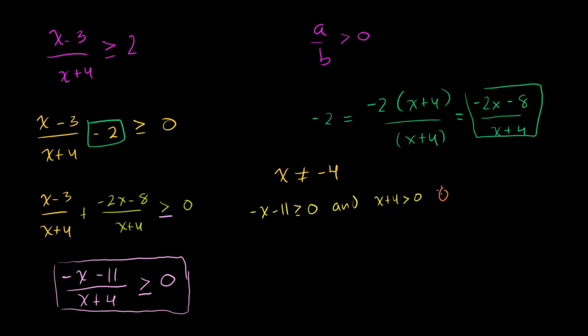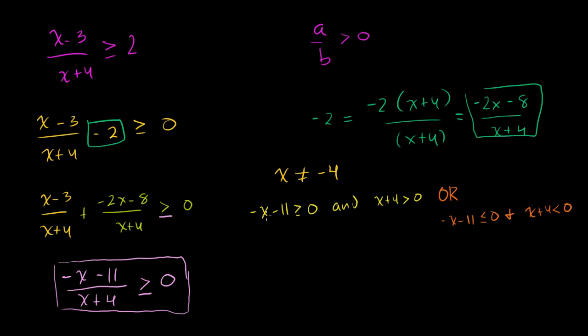Or they're both going to be less than 0. And I'm running out of space. Or minus x minus 11 is less than or equal to 0, and x plus 4 is less than 0. Remember, it can't ever equal 0. So they're either both positive or both negative. That's the only way we're going to get something. The numerator can be equal to 0, or they're both positive to get something positive, or they're both negative, so that when you divide a negative by a negative, you still get something positive. So let's look at these two situations and see if we get any solutions that make sense.